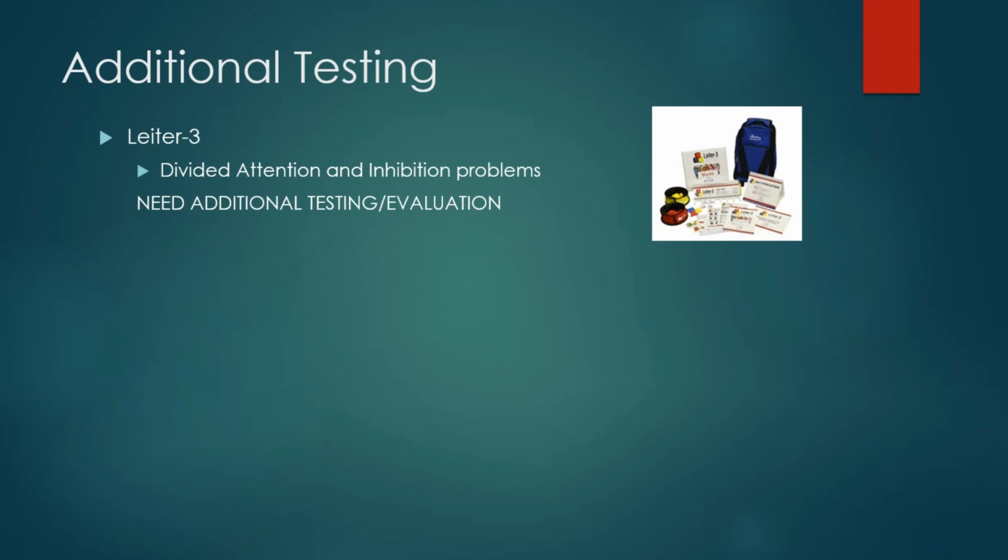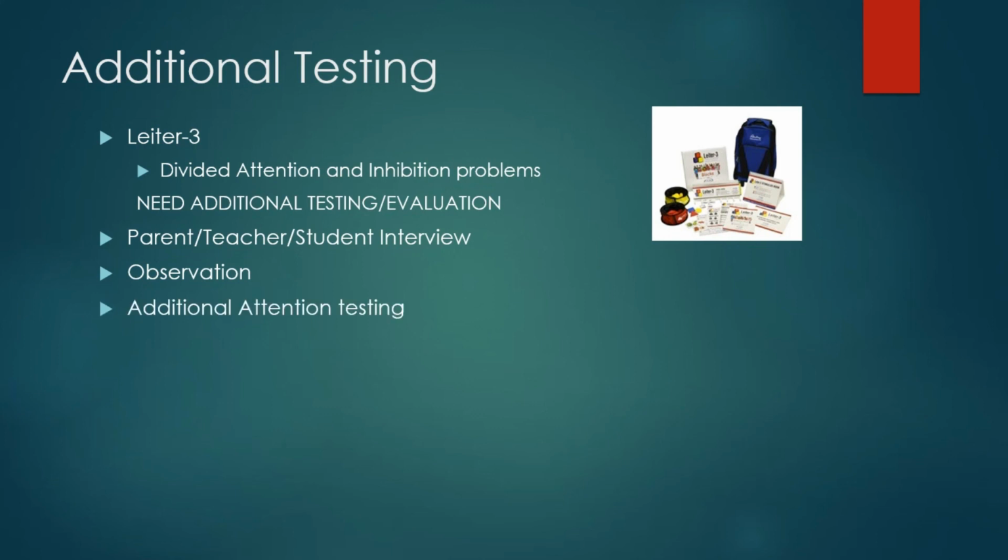We need to do some additional testing and evaluation, which may include, first, a parent-teacher-student interview. We want to obtain additional information about that student's functioning in a variety of settings. We should also conduct an observation, which gives an impartial, unbiased understanding of how that student functions in his or her natural environment. We should do some additional attention testing. Since the Lighter 3 is a completely nonverbal test, it gives just one aspect of attention. We should do some verbal and auditory attention testing. We should follow up with some neuropsychological tests, which help us understand executive functions in a more nuanced fashion.